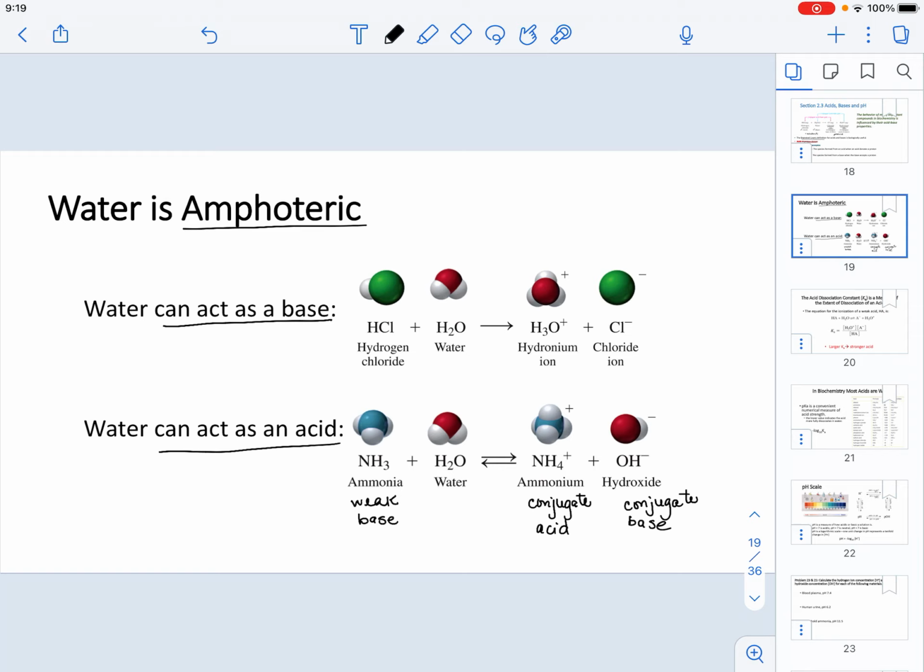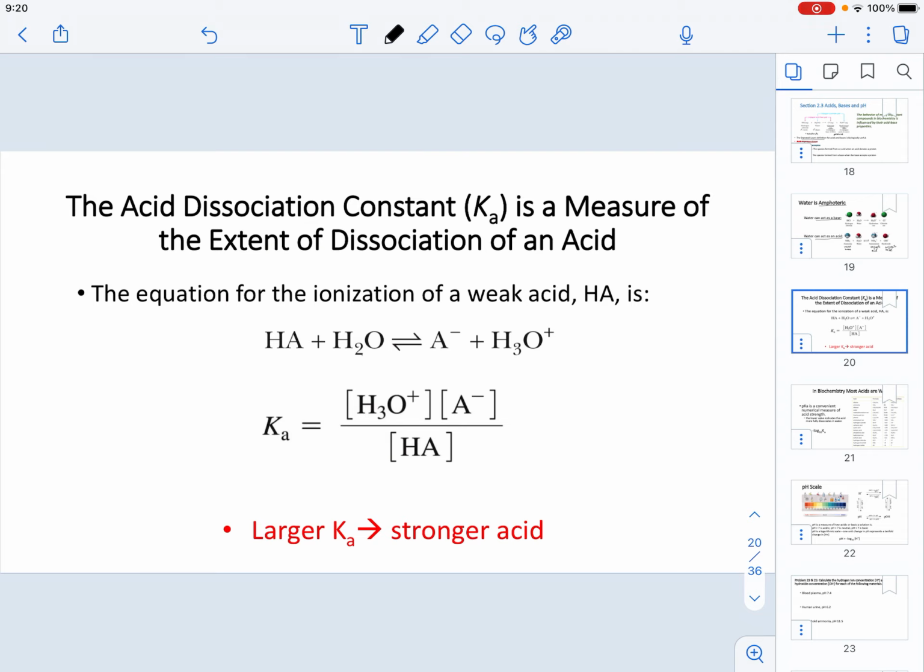Now, this is very important because this characteristic of water being amphoteric actually gives us an understanding of Kw. So Kw is going to be specifically the dissociation constant for water. Now, as we can see in the following slide, we know that the dissociation constant, which is Ka, is going to be pretty much for any acid. Kw is basically for water. It's going to be a measure of the extent of the dissociation of an acid, okay?